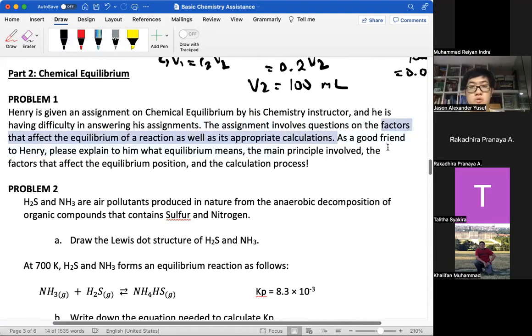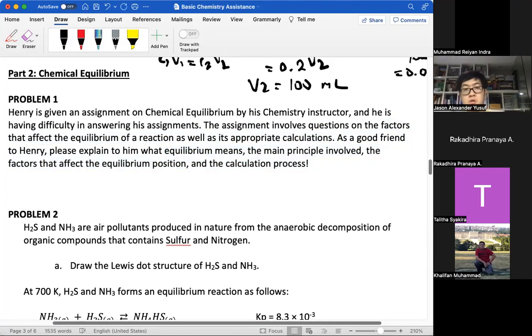And so, as a good friend, please explain to him what equilibrium means, the main principle involved, the factors that affect the equilibrium position, and the calculation process. And so for this one, it's actually very straightforward. First of all, we need to explain to him what equilibrium means.